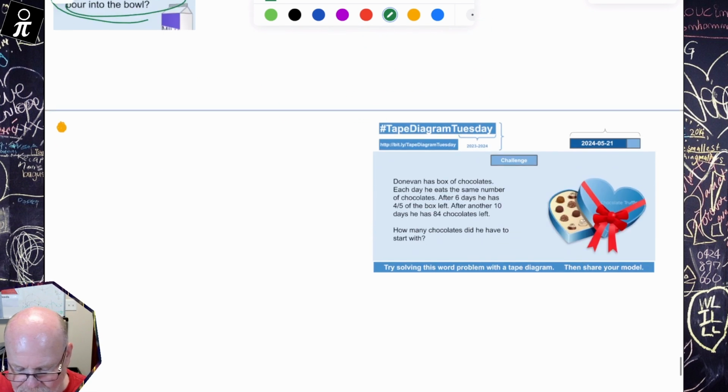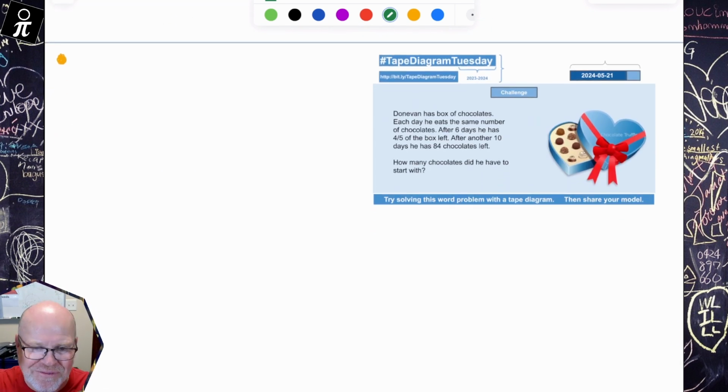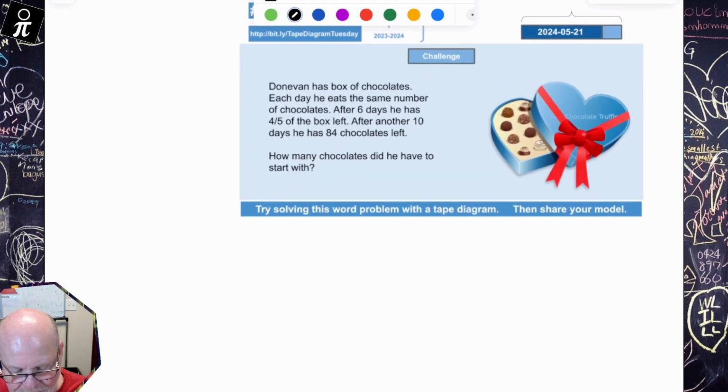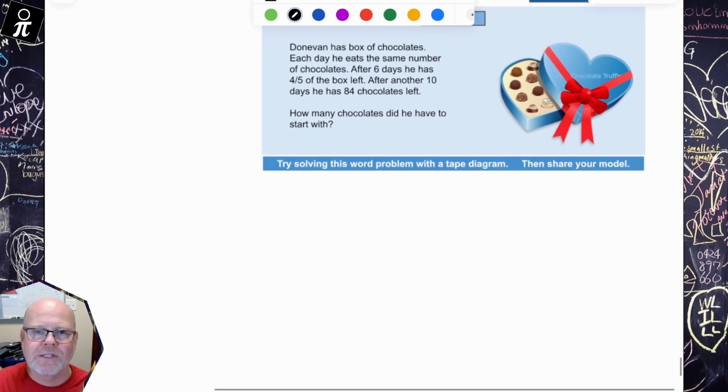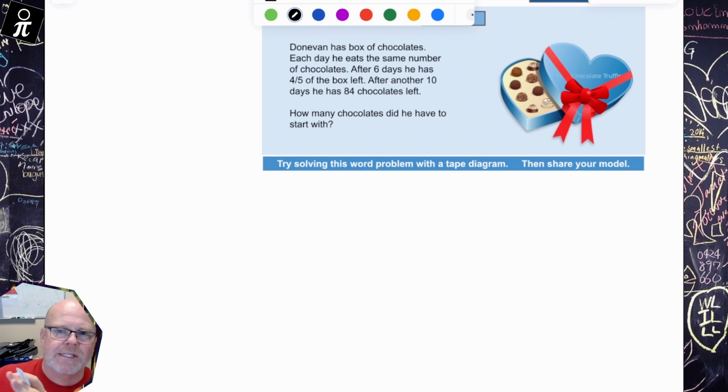Rockin'. All right, so now we've got our challenge. All right, woohoo! We are ready. All right, so let's see. Donovan has a box of chocolates. Each day he eats the same number of chocolates. After 6 days, he has 4/5 of the box left. After another 10 days, he has 84 chocolates left. How many chocolates did he have to start with?